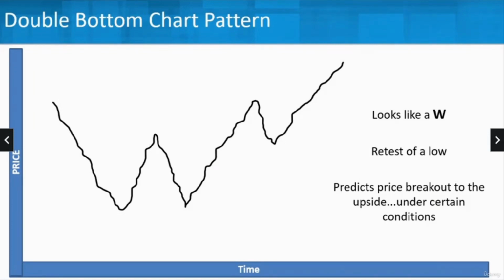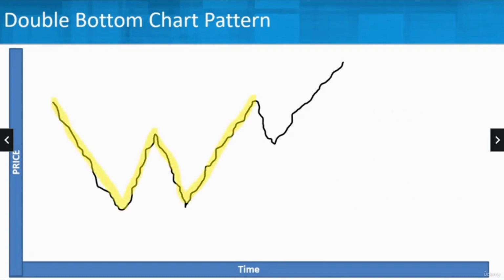And then they will predict the price breakout to the upside under certain conditions, as we mentioned. Look, if you see the double on the left, if not, here you go. You can kind of see how the W is forming. You can see the prices were higher, they go down, then they bounce up, and they go down and bounce up again. So that's the idea of the W part of it.